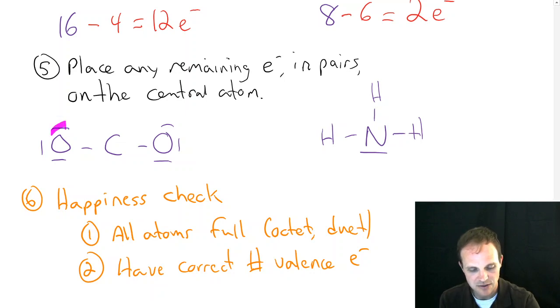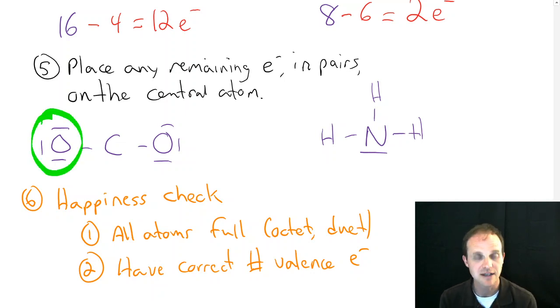So our happiness check on our CO2 looks like this. We've got 2, 4, 6, 8, 10, 12, 14, 16. So we've got the right number of valence electrons. And then what we want to do is look and see, do we have everybody happy? Okay, so we're going to look first at this oxygen over here. Is he happy? Well, yes, we see 2, 4, 6, 8 electrons that oxygen sees. And so he is happy.